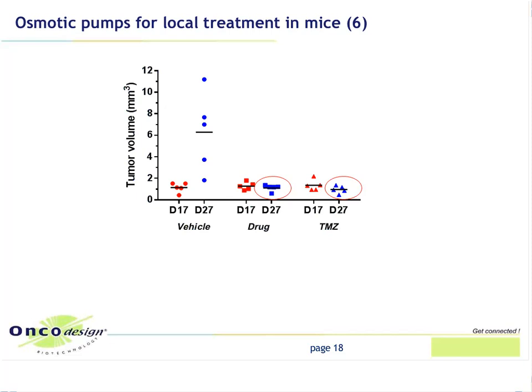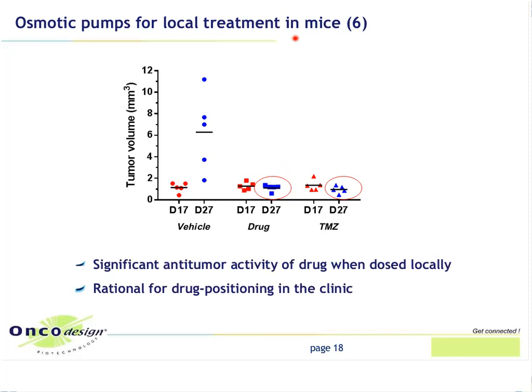Here is a full comparison of the tumor volume measured by MRI, where at randomization, D17, the size of the tumors were quite comparable, and it increased in the vehicle groups 10 days later, while they stayed at the same level for drugs infused directly inside the tumor, but also for temozolomide as positive control. So this data had a great value to establish a rationale for drug positioning in clinic, where the drug was evaluated locally after intratumoral treatment in men.